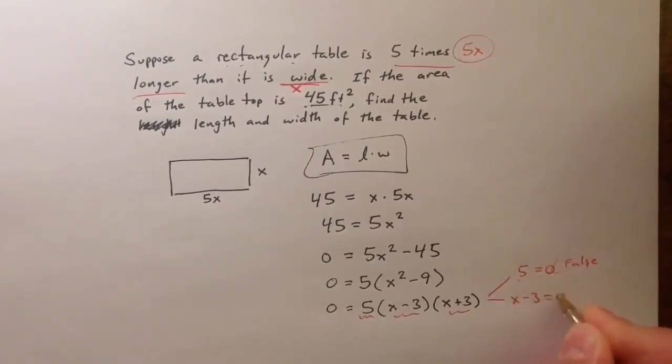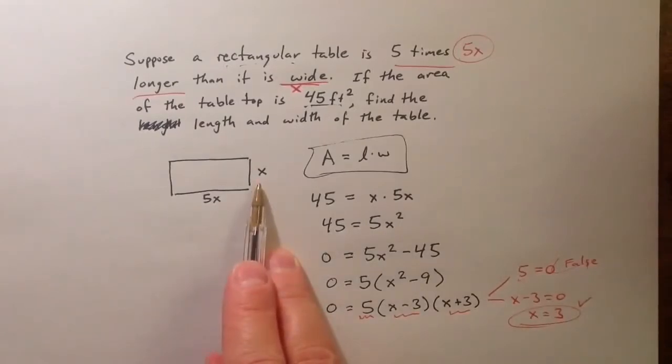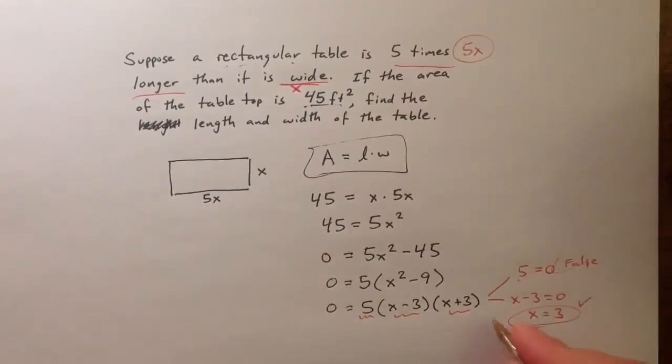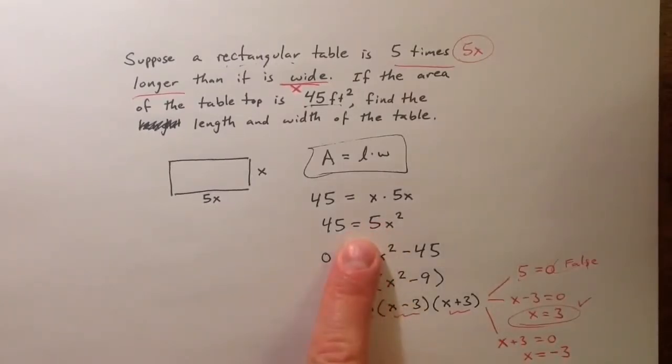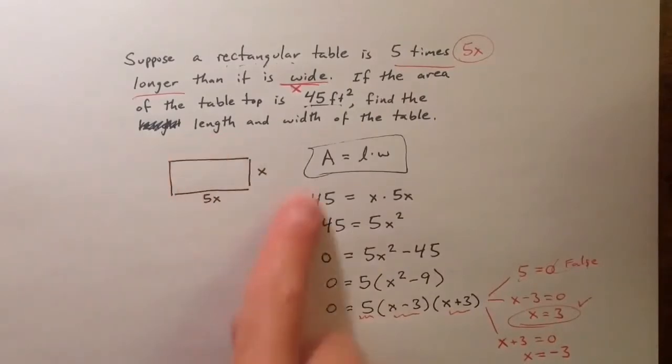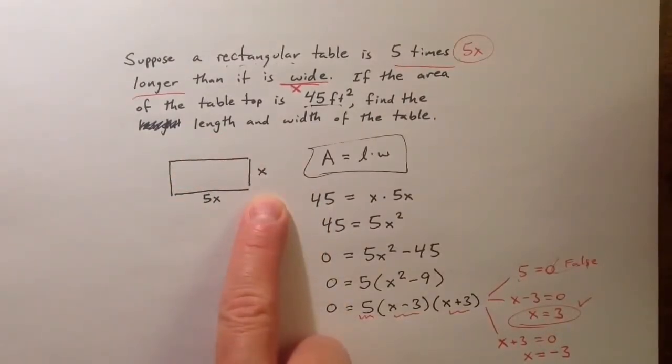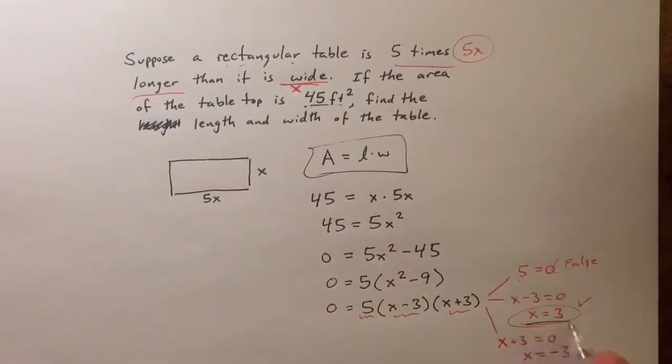X minus 3 equals 0. I can solve that. I get x equals 3. So that kind of makes a lot of sense because the width could be positive 3. 3 feet could be a value for the width. The last factor, x plus 3 equals 0, gives us a solution of x equals negative 3, which is a solution to the equation, but it doesn't really make sense in the geometry context that we have here. Distances typically we think of as positive values in geometry, and so that's not really going to give us an answer. The answer that we want comes from x equals 3.